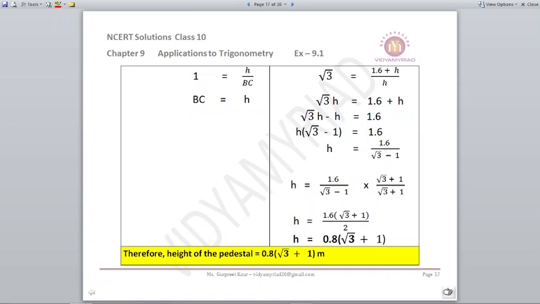So root 3 H is equal to 1.6 plus H. Here we will find H, which comes out to be 1.6 upon root 3 minus 1. So we will rationalize it by multiplying and dividing by root 3 plus 1. We have to remove the roots from the denominator. It comes out to be 1.6 into root 3 plus 1 upon 2, which gets cancelled, and the height comes out to be 0.8 into root 3 plus 1. That is the height of the pedestal.